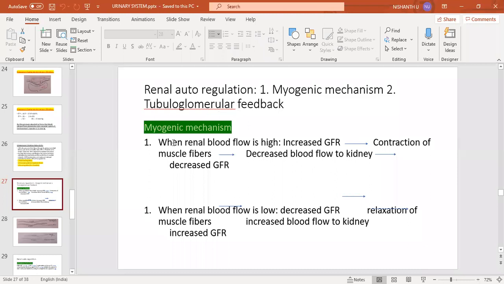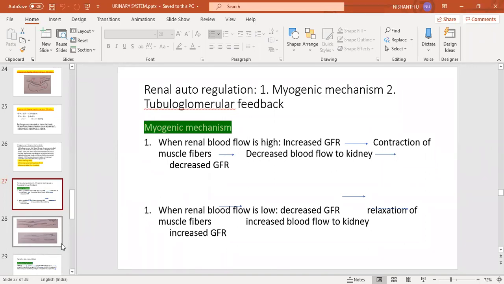The first one is very easy. Myogenic mechanism: when renal blood flow is very high, then obviously what will happen? The glomerular filtration rate will be very high, because more blood will be reaching the glomerulus through the afferent arteriole. That means Bowman's capsule. So what will happen? Increased glomerular filtration rate will be there. Then what happens?